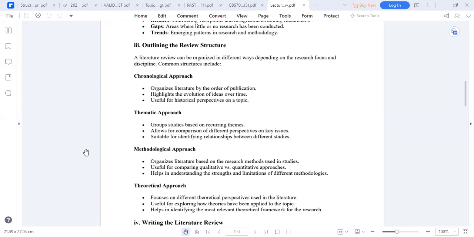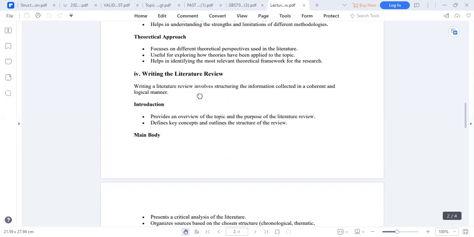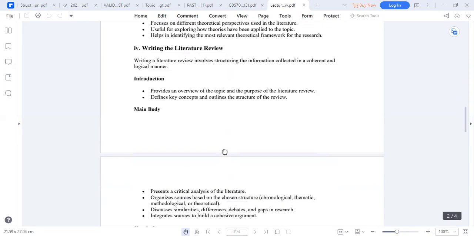So now you go into writing the actual literature review. Like you do, your assignments are not any different. Start with the introduction. The introduction should give you an overview of the topic, the purpose of the literature review, and the key concepts that you're going to have. You go to the main body. You need to present a critical analysis. So a literature review is not only about copying and pasting what others have done, but critically analyzing what pieces of data they brought onto the body of knowledge.